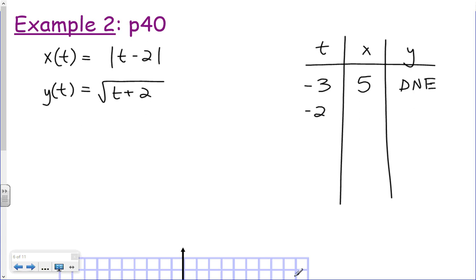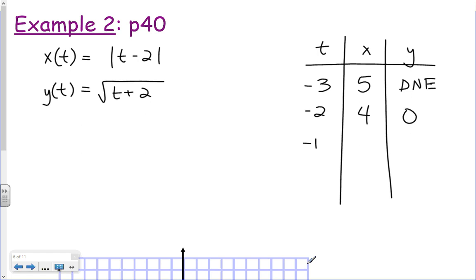Now move on to the next t value. If you go to t equals -2, when I plug in t equals -2, -2 minus 2 is a -4. The absolute value of that is a +4 for x. -2 plus 2 is 0, so the square root of that is 0. So for the y value, we get 0. And we continue doing this. We'll do this for a couple more points here, and then we'll plot the data that they gave us.